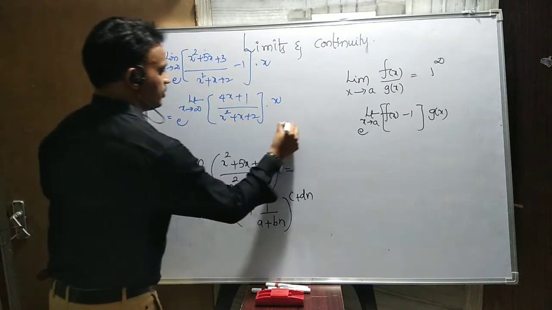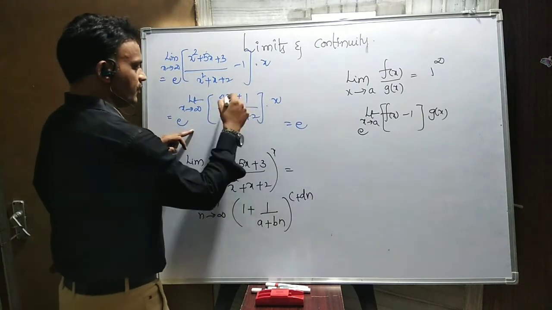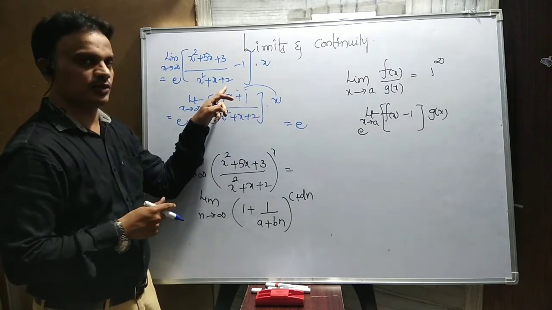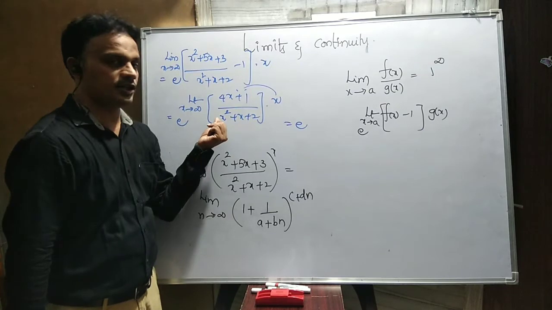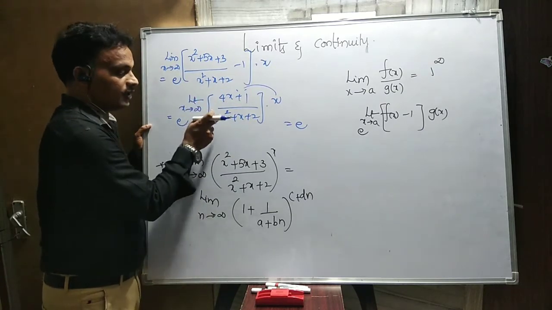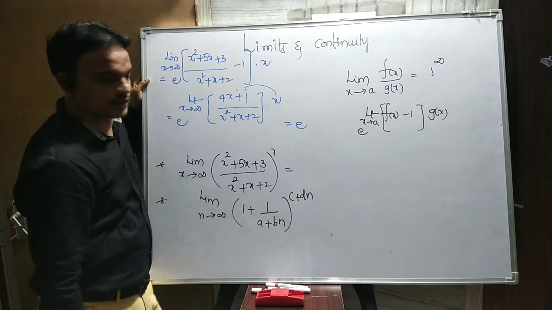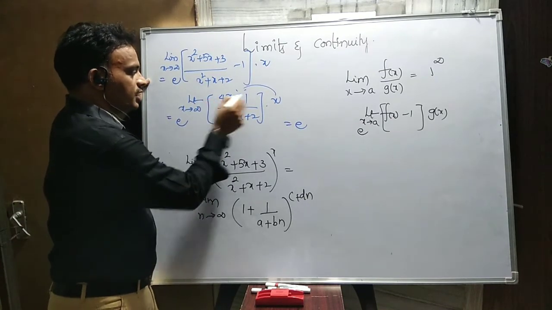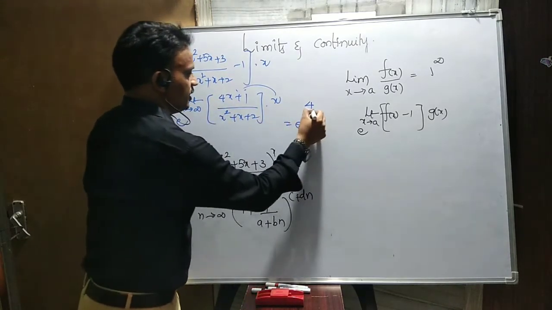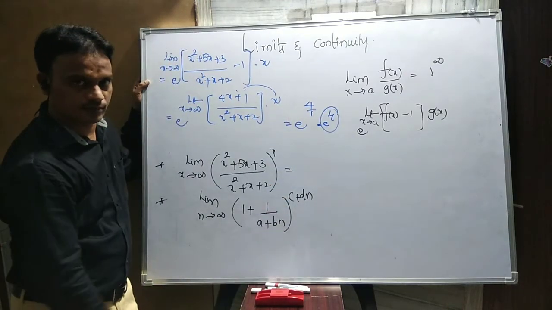So you got the answer finally. This is e power. What is the degree of the numerator? By multiplying with x, the degree of the numerator is 2. Already the degree of the denominator is 2. Whenever the degrees of numerator and denominator are equal, when the limit tends to infinity its value is the quotient of the highest powers, which is numerator 4, denominator 1. So the value is e power 4.